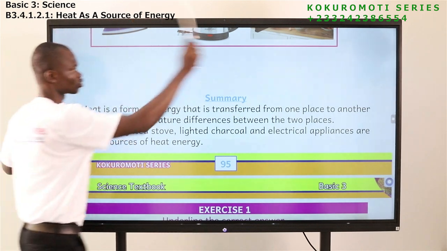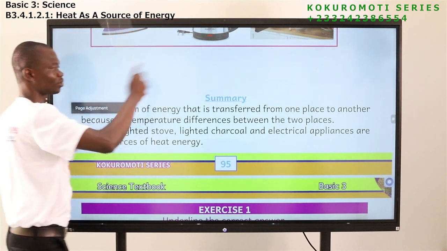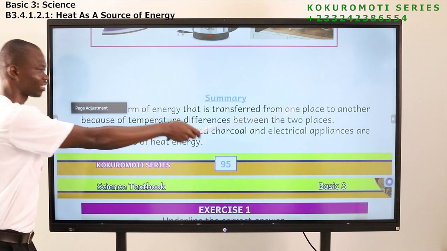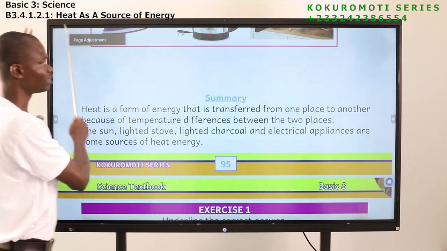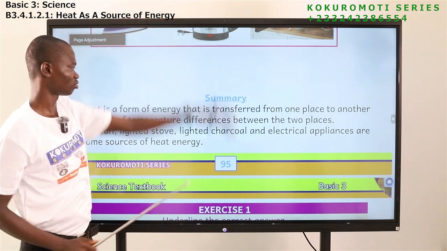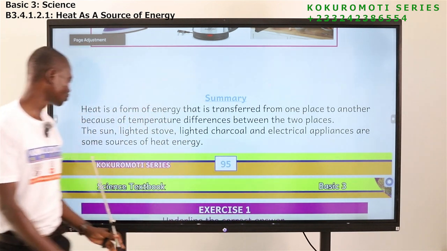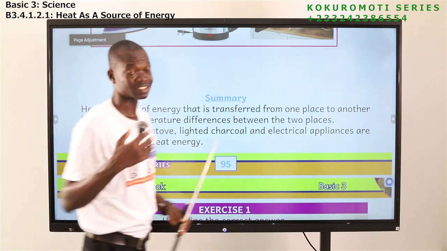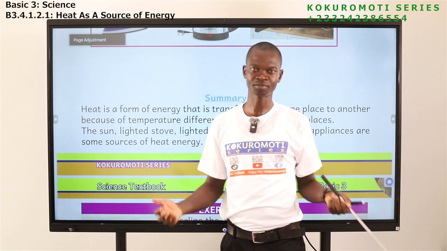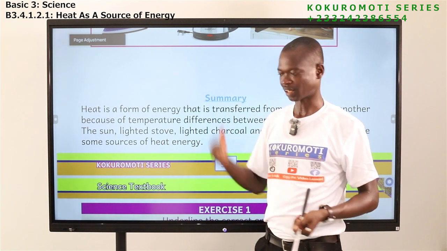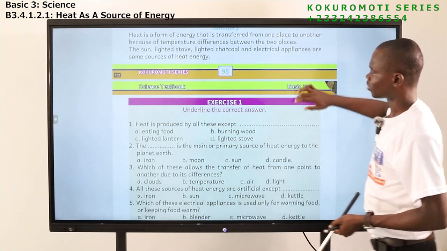If here is hot and here is hot, let's say the temperature in Celsius over here and the temperature here are the same, there is no way heat will travel to the other side. But if the temperature here is higher than the temperature here, the heat will travel or transfer from this side to the other side. The sun, lighted stove, lighted charcoal, and electrical appliances are some sources of heat. So we have seen some sources of heat. We have seen how heat is generated. We have seen what heat is. It's a form of energy, and it travels from one point to another point. Very good. So this is what we have learned so far.